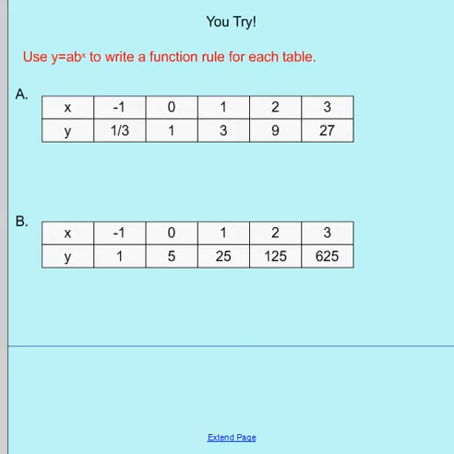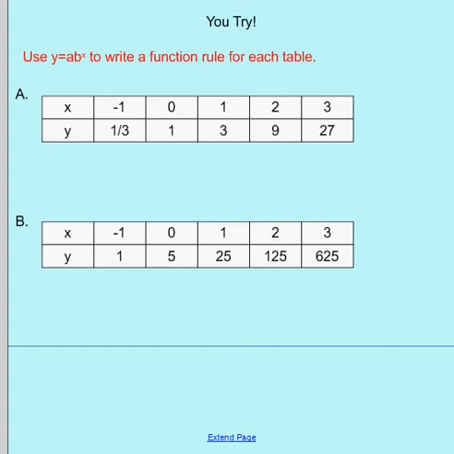All right, so take a look at the bottom of the page, the individual practice problems, A and B. Pause the video, take a minute, identify a, identify b, and write the equations. When you're ready to check your answers, hit play again.